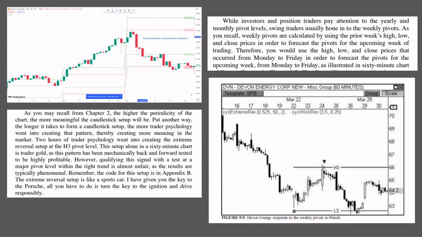And from H3, what is expected? The market can go towards L3. So that is what he has told. So based on higher time frame analysis, you will be able to make a good, profitable trade with less risk.